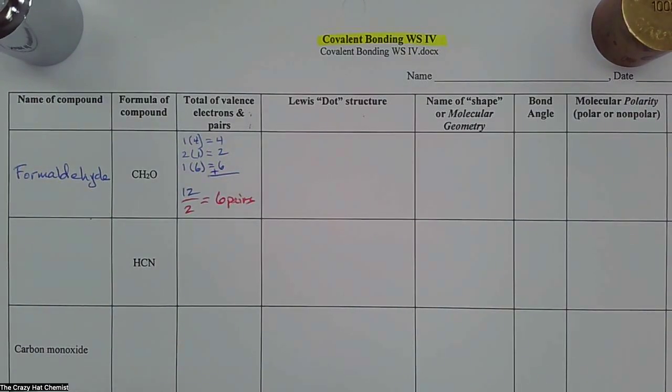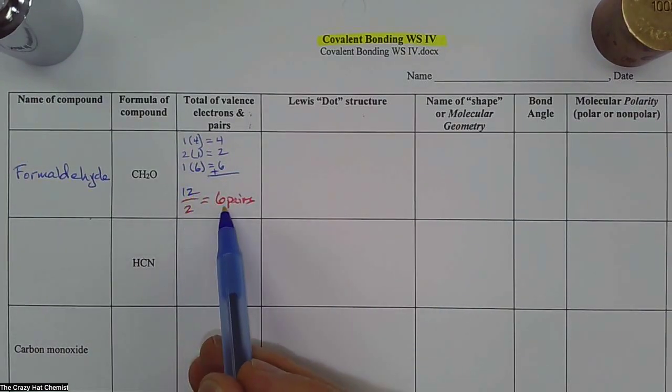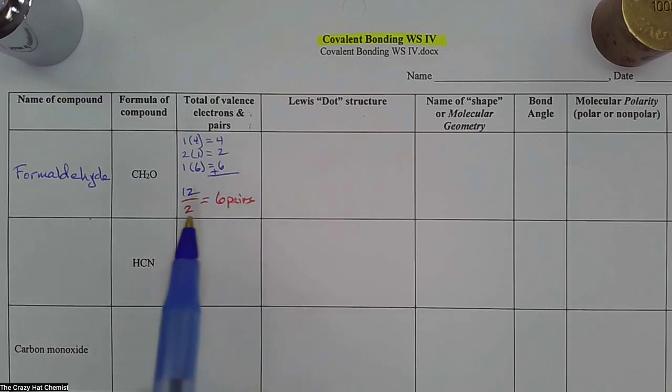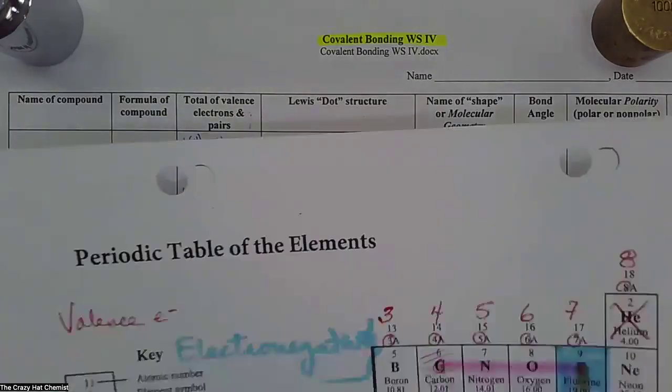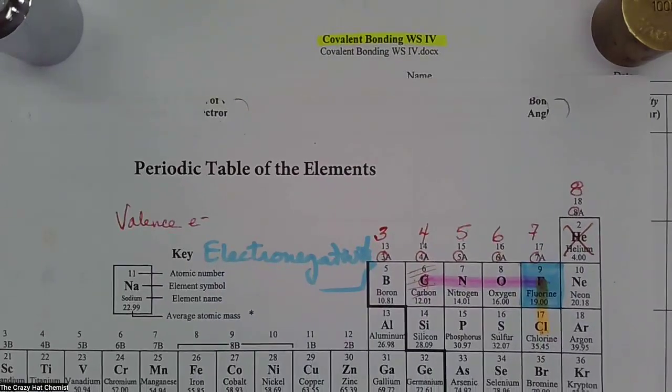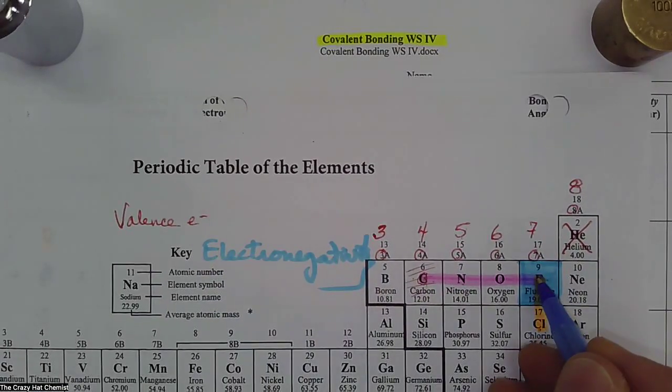So we've counted up the number of electrons. We've got electron pairs, and then we're going to find the central atom. The central atom is the least electronegative, but never hydrogen. So it cannot be the hydrogen. So it's either going to be the carbon or the oxygen. The most electronegative element is fluorine. So fluorine is the most electronegative element.